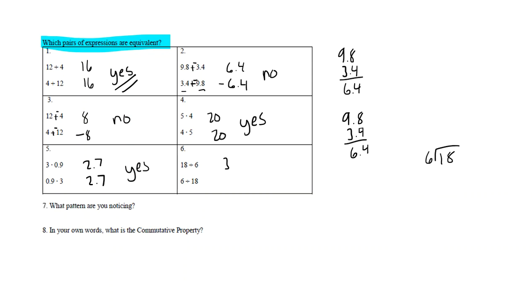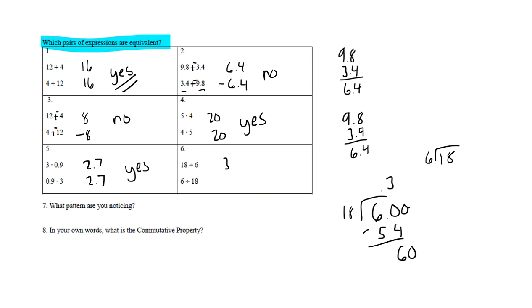6 divided by 18. We would add a decimal and a 0. And 18 fits into 6 3 times. But 3 times 18 is 54, not 48. Okay, so now we subtract. 60 minus 54 is 6.